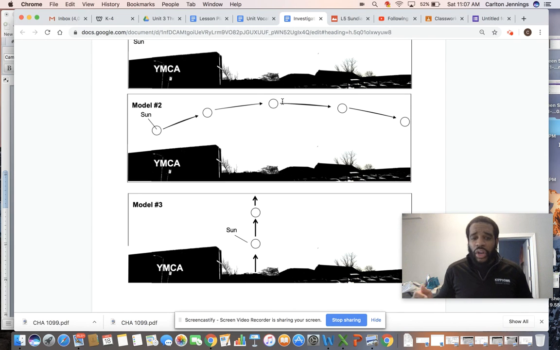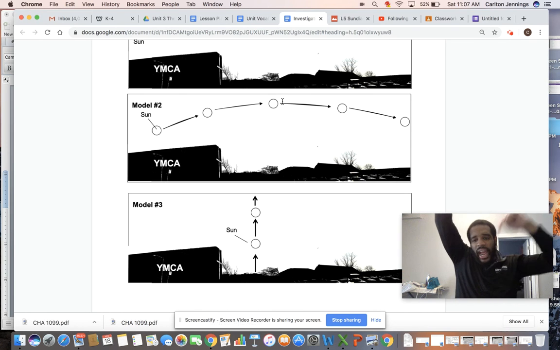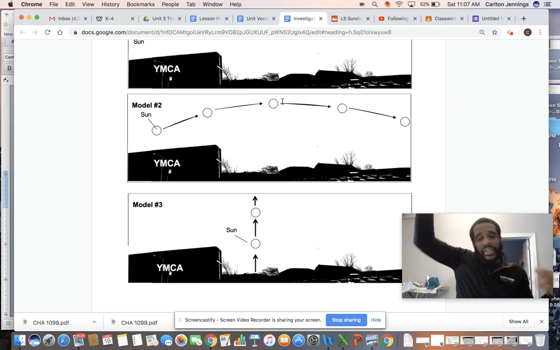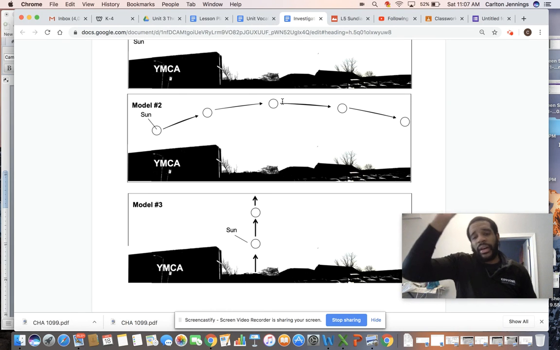So model three shows the sun just going up. It's going in a vertical way, just going up. But we know this might show the sunrise, but what about sunset? The sun is not going to set if it just goes up because it'll never go down. And that'll be the problem. If it doesn't go down, then we'll never see sunset. We'll never see nighttime if the sun just goes up, up, up, up, up.